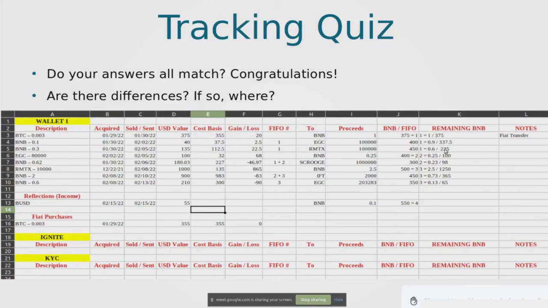I'm adding $2 to that 0.6, and it's 227. So I'm subtracting 227 from the value. I have a loss of $46.97, and I am tracking that I took out 0.2 from that BNB and the remaining amount of US dollars. It seems really convoluted, but it's really helpful, and it gets a lot easier when you do it a few times. You'll see I did it again here.